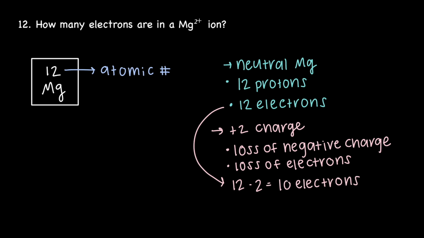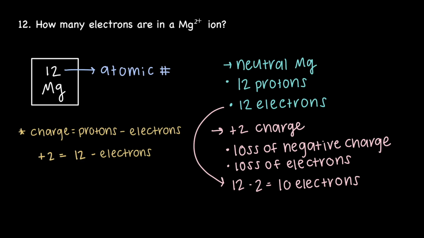We can also calculate the number of electrons with the equation charge equals protons minus electrons. Plus 2 equals 12 protons minus electrons. 12 minus 2 equals 10 electrons.